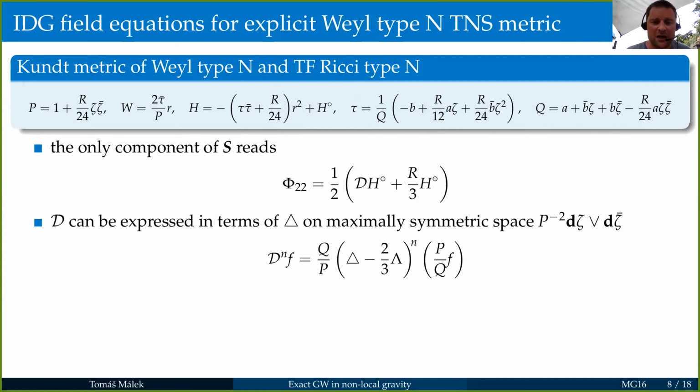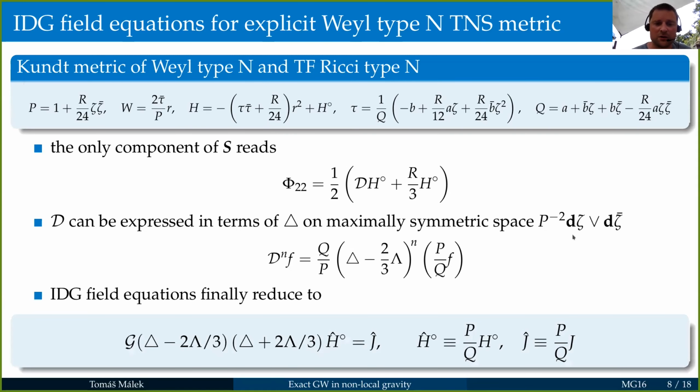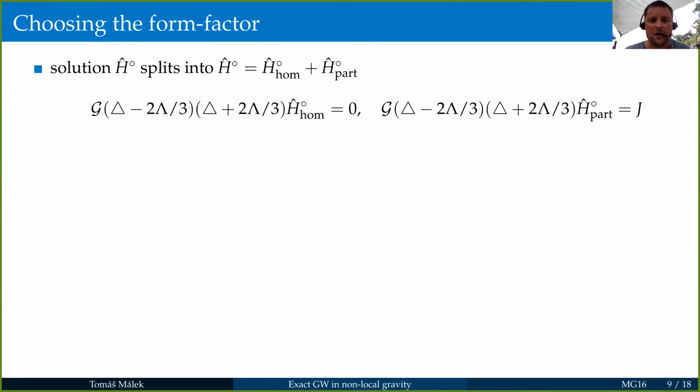And the nice property is that this delta can be rewritten in this form, where this triangle is just the Laplace operator on the transversal 2-space, which is maximally symmetric for Kundt type, trace-free Ricci type and Kundt metrics. This is a very nice property. So the field equation finally reduces to this simple form involving just the Laplacian on 2-spaces. And now we have to choose the form factor.